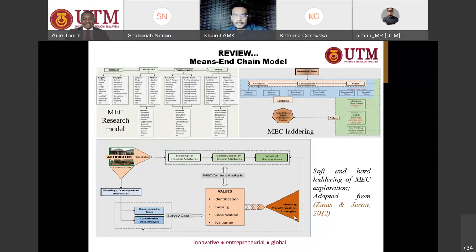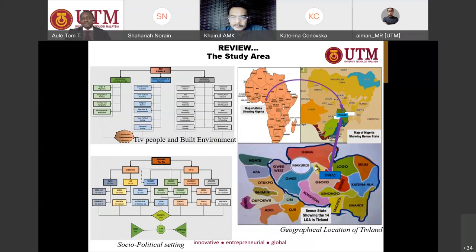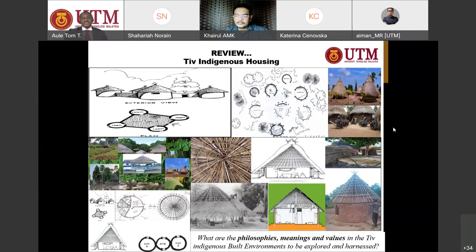So under review also are the people in context, the Tiv people of Central Nigeria. In their study, we have their history, the social, economic, and then their housing or architecture. These are the elements that are studied. And then their sociocultural settings are also there, their location in Africa, Nigeria, and Benue State. So these are their forms of housing, the indigenous housing that the people use locally to house themselves.